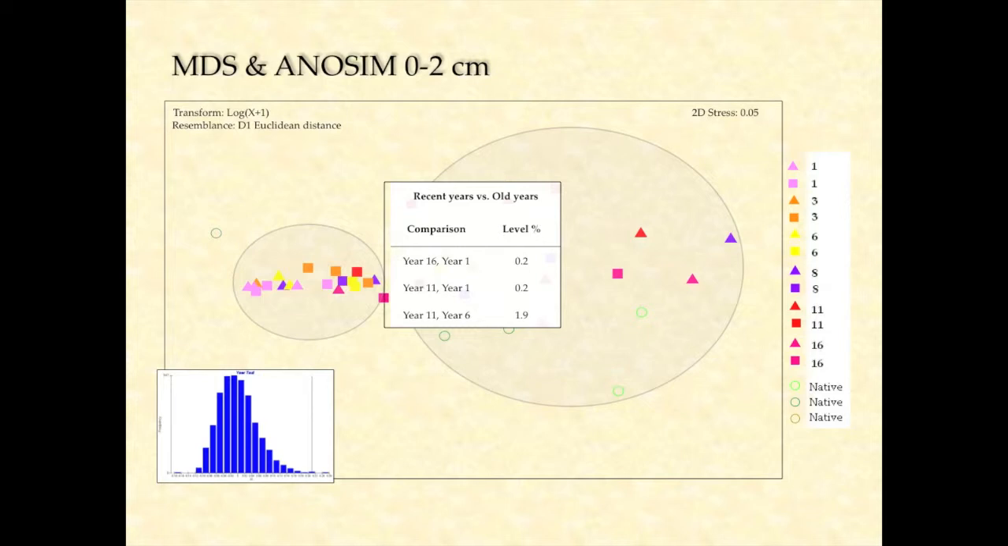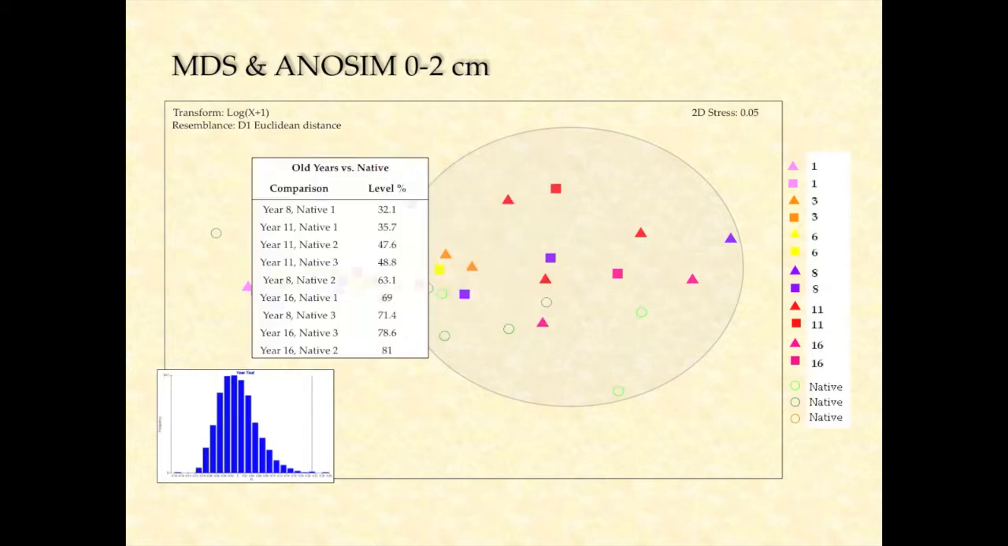So we know that there is a time series going on here, but between the beginning and the end, they are significantly different, no question about it. And we can look at the old years versus the natives, and the old years are now not significantly different from the natives anymore. So we have had a microbial community response that is approaching that of the native soil systems for their microbial communities.